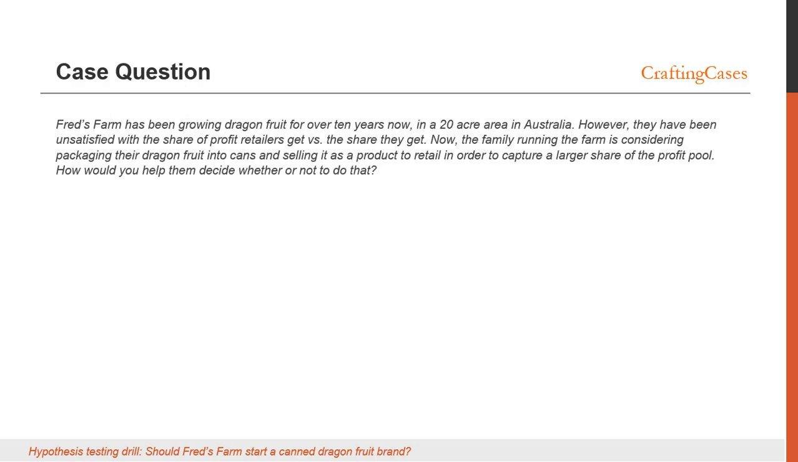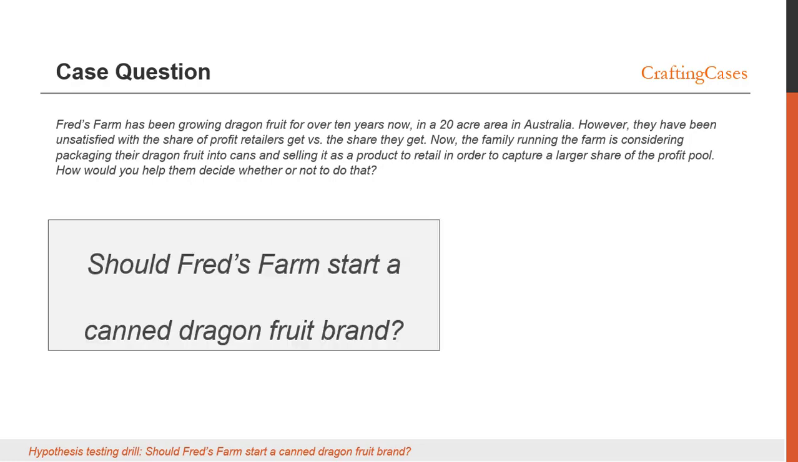Okay, here we go. Fred's farm has been growing dragon fruit for over 10 years now in a 20-acre area in Australia, so not very large. However, they've been unsatisfied with the share of profit retailers get versus the share they get. Now the family running the farm is considering packaging their dragon fruit into cans and selling it as a product to retail in order to capture a larger share of the profit pool. How would you help them decide whether or not to do that? So, should Fred's farm start a canned dragon fruit brand?